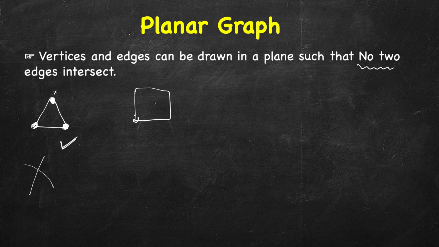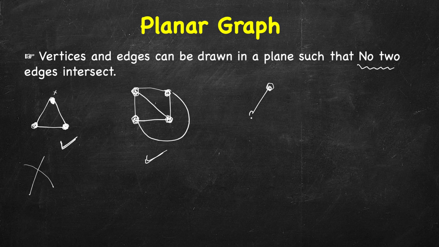Similarly, if we have 4 vertices, then this is planar. If we add this, this is still planar, none of the edges are intersecting. And if we connect these two also, still they are not intersecting. So even with 4 vertices, we can draw a complete graph. Each node is connected by a direct edge to all the other nodes. So this is also planar.